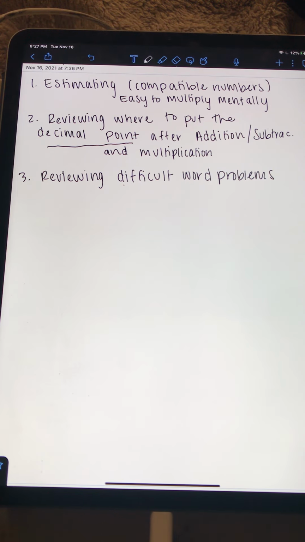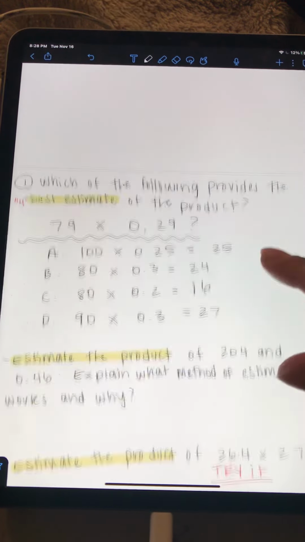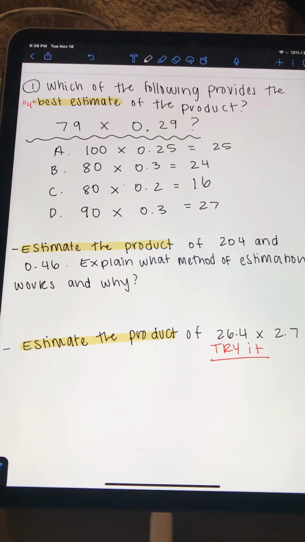The second thing we're going to talk about is reviewing where to put the decimal point. We can first talk about it in terms of multiplication, where it goes, and then also after we add and subtract decimals, where do we put the decimal point? And the last thing I'm going to do is review some of the difficult word problems we saw on the practice test. So the first thing I want to go over is estimating, using estimation to find a product.